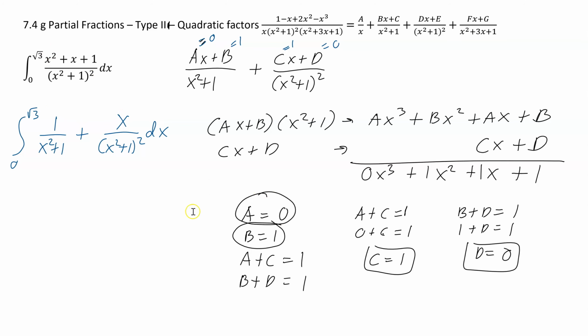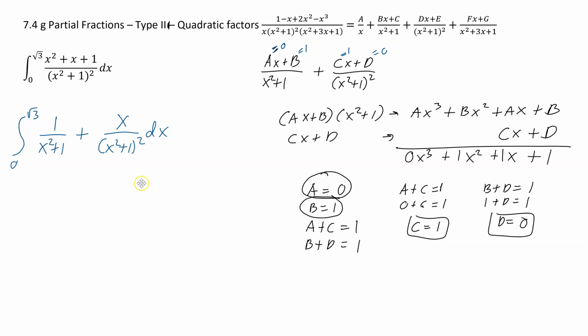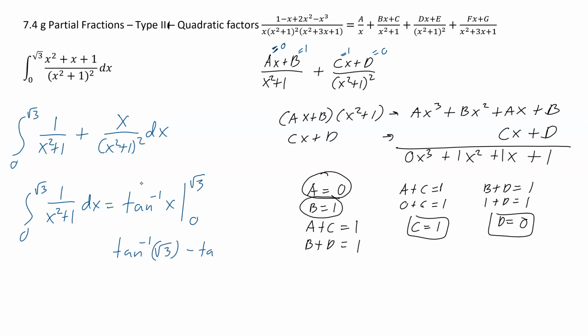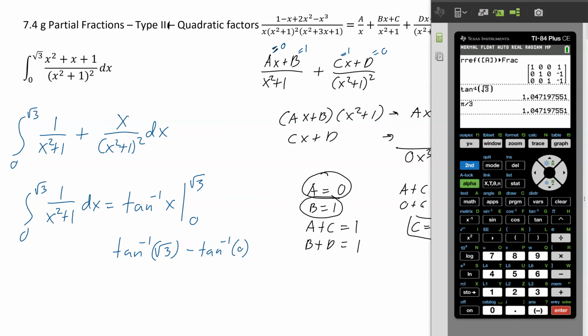I'm going to shrink that to give myself more room. So now we just need to do our parts. So we have the integral from 0 to rad 3 of 1 over x squared plus 1 dx. And so that's just inverse tangent of x, from 0 to rad 3. So inverse tangent of rad 3 minus inverse tangent of 0. And you can use the unit circle. Just to show you a quick trick with the calculator, you already know all the values of your unit circle, right? So we know what we're looking for here.